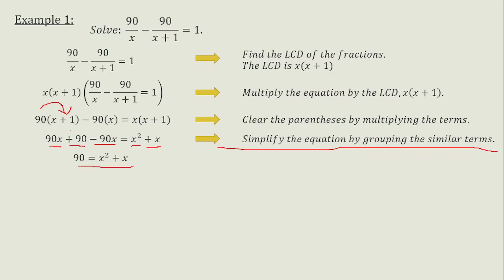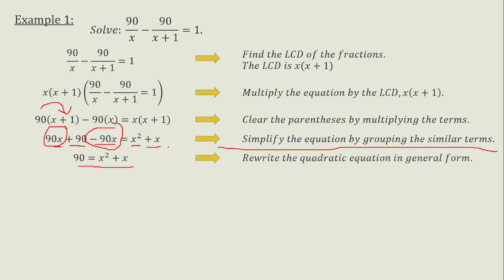Kasi class, kung napansin nyo, we have here 90x minus 90x. So 90x minus 90x, their answer is 0. So yung matitira na lang sa left side is 90. Then for the right side, i-copy na lang natin ang x squared plus x kasi hindi naman siya pwedeng i-combine. Kasi yung isa, yung degree niya is 2, yung isa, degree niya is 1. So hindi sila pwedeng i-combine into 1. So the remaining term will be 90 is equal to x squared plus x.